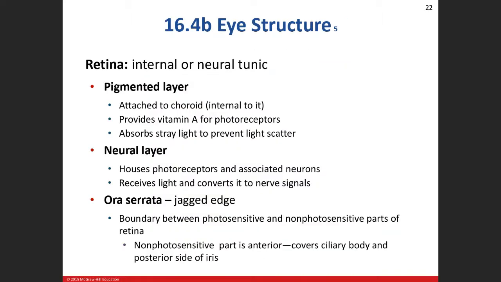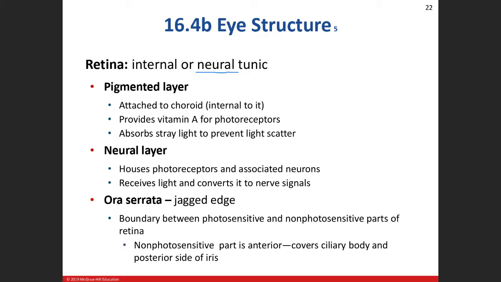All right. Let's get into the last layer, the retina. This is known as the neural layer or the internal layer. We'll get into more of the details, so I'm not going to get into all the physiology behind it, but just a couple things here. The retina has a couple layers: the pigmented layer, the neural layer, and then this last guy, the ora serrata.